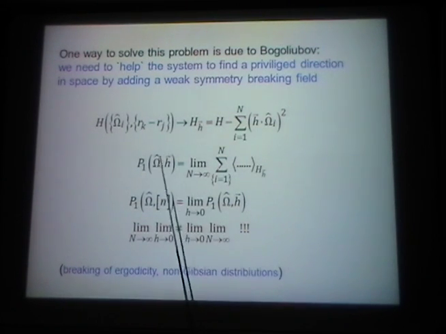So the orientation of the director will be chosen by the system, but then when you take the field to zero, the system will still remember the direction. So in phase transitions, you not only have a breaking of symmetry, but also a breaking of ergodicity. And actually, you are dealing with non-Gibbsian distributions. So that's how the scenario looks. This field does not need to be a physical field.